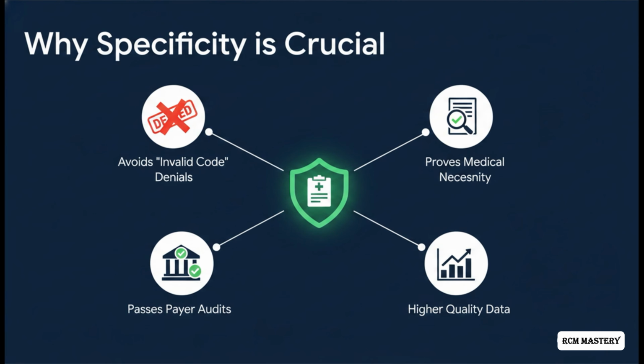And when your team really nails ICD-10 specificity, the results are immediate. You start to see fewer of those basic, invalid diagnosis code denials. You have clear proof to fight those frustrating CO50 denials. You're way better prepared to pass payer audits, and as a bonus, you're helping to build better data on quality of care. It's a win all around.